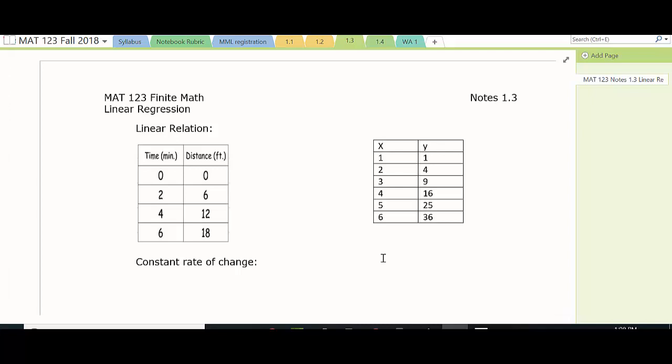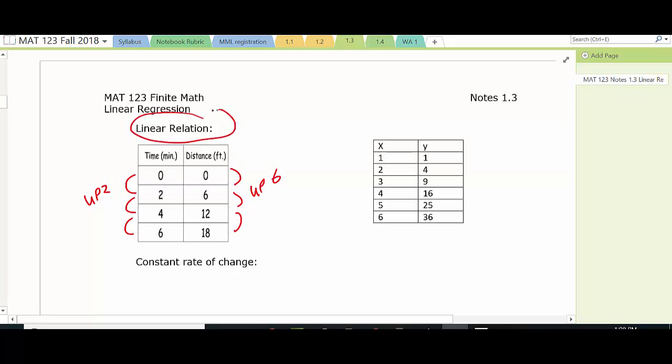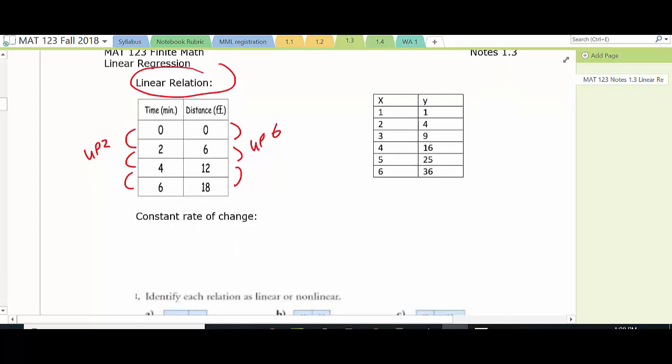with this one, what we're going to do is I've got 2 tables of values here, and we're going to compare these 2 tables of values right here. So let's look at this one. You're going up 2. What's happening on the y? You're going up 6. Okay, so this is a linear relation. Now, when I'm talking about a constant rate of change, it would look like this. So what we're going to do is find a slope. I want you to write this down because this is something I want you to see.